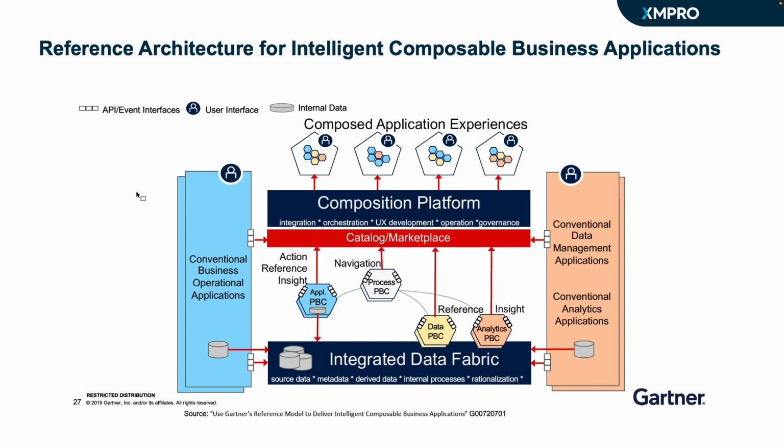How can I create all of these blocks and then allow my subject matter experts, where all the data and everything comes from all the existing systems that we have, to be able to compose new applications, and this composition platform can handle integration, orchestration, the UX part of it, the operation and the governance as we go through. And then we just build these applications on top.